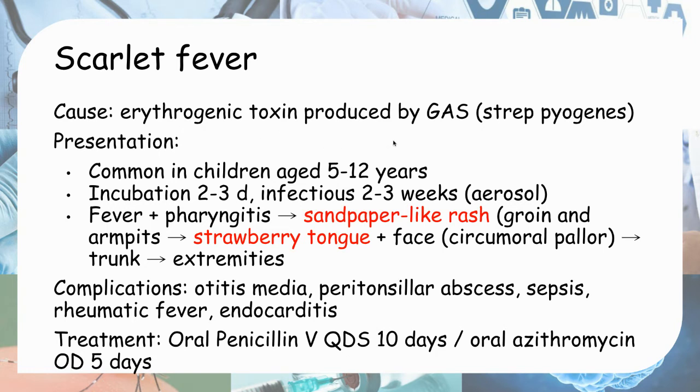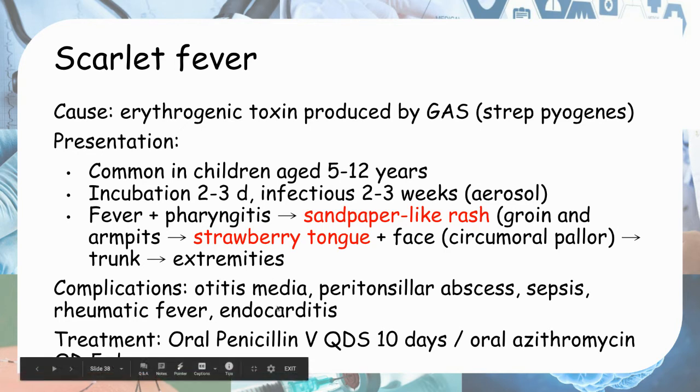It's caused by group A strep, and specifically the erythrogenic toxin produced by this group A strep. It's common in children aged 5 to 12 years. It presents with fever and pharyngitis, followed by a sandpaper-like rash. Sandpaper-like because there's 1 to 2 cm papules, where if you feel, it feels rough, so they call it sandpaper-like rash. Spreads from the groin and armpits and then after that to the face, and at the same time you can see strawberry tongue, and then after that it spreads to the trunk and extremities.